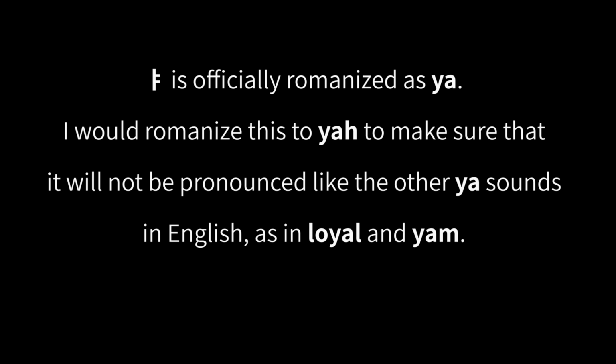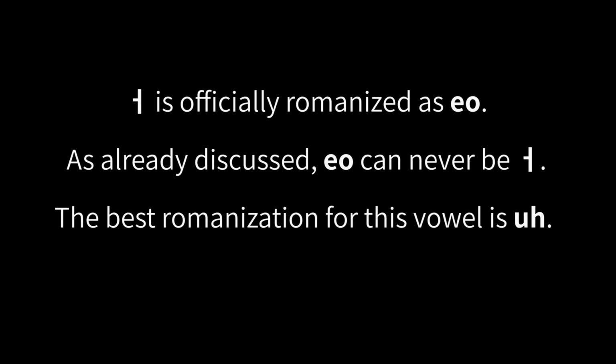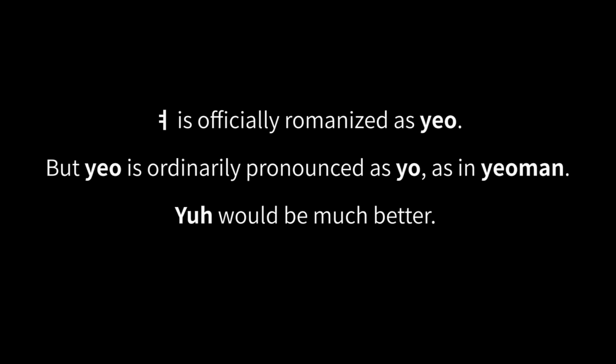I would romanize this vowel to YAH, ya, to make sure that it will not be pronounced like the other YA sounds in English, as in loyal and yam. The vowel is officially romanized as EO. As already discussed, EO can never be a. The best romanization for this vowel is UH, a.